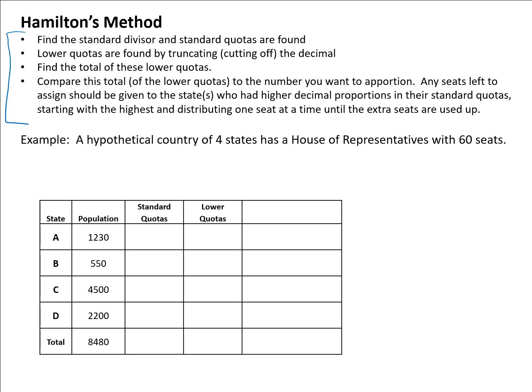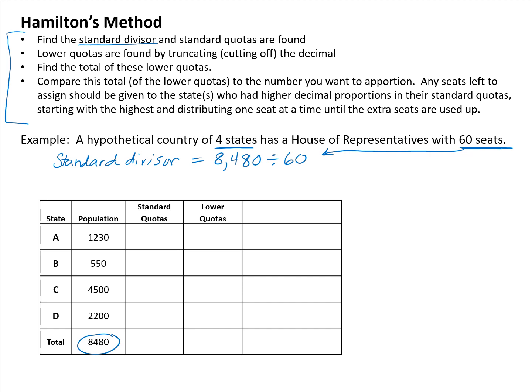We're going to look at a hypothetical country, this time of 4 states, with a House of Representatives of 60 seats. Every method starts with a standard divisor. The standard divisor is always calculated based on the population of the entire country, in this case 8,480 people. I'm using a small number of people just because it's easier to work with than millions of people. We're going to divide that by 60 seats. We always take the total population and divide by how many seats in Congress we have.